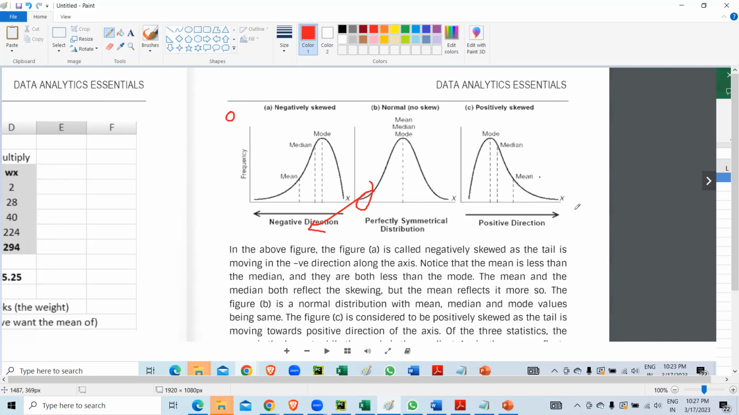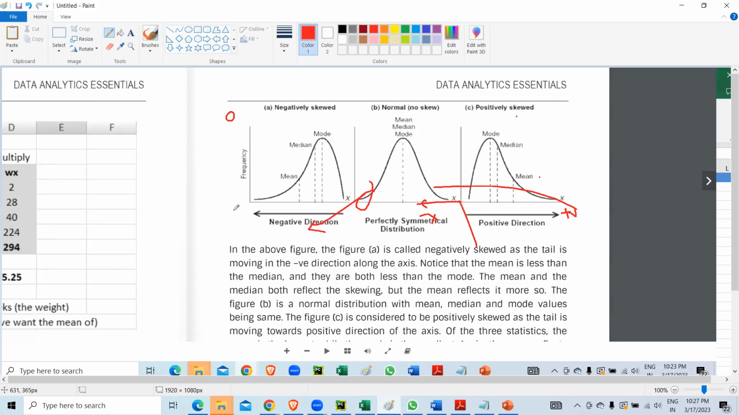Now, if you draw an XY coordinate, the right side of X is the positive side, isn't it? The left side of X is negative, right? So if you look at the X-axis, this is positive X, and when you draw this coordinate, this side is negative X, isn't it? So when this tail is going, which side is the tail going? The tail is going towards the positive x-axis. Which side are you adding outliers? The positive side. So you're adding the tail on the positive side. It is a positively skewed graph.